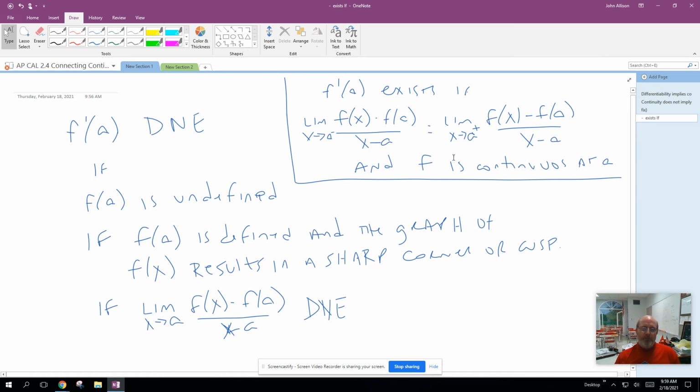And so if you're ever asked to justify whether or not the limit exists, this is what you have to do. You have to show the limit definition and explain that it's continuous and the limit from the left and the limit from the right of the limit definition exist. And that's how you do it.